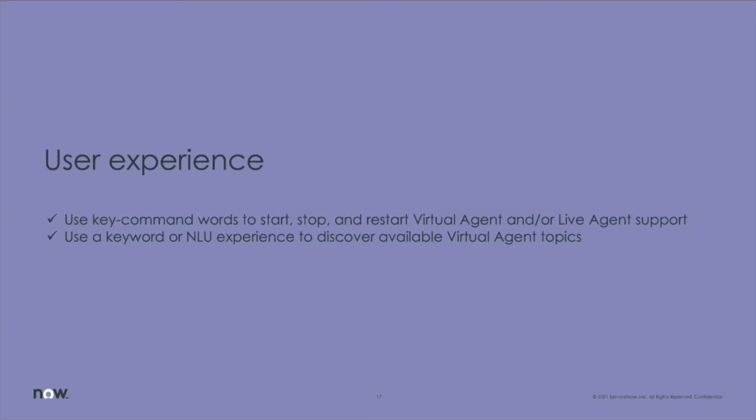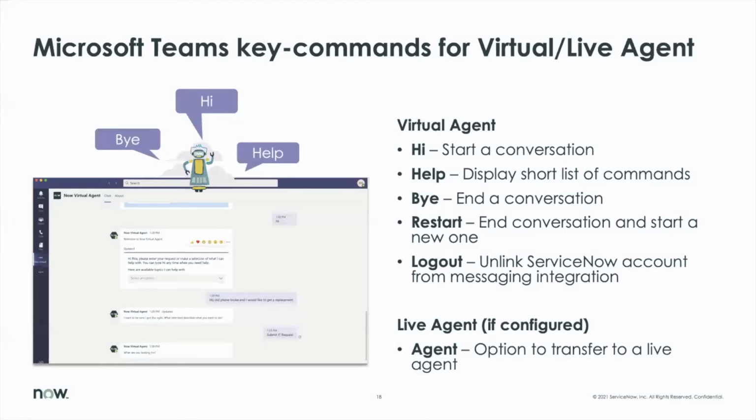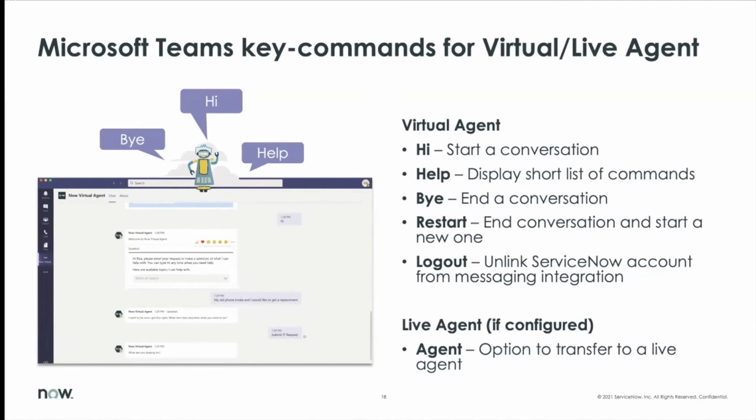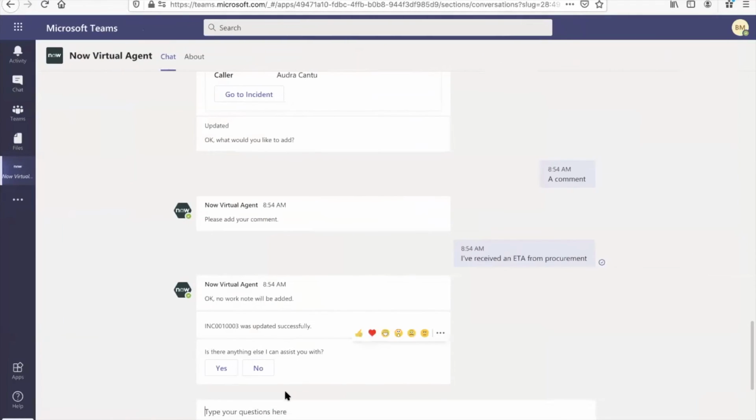As we start to head through the user experience, there's a couple of what we call key commands. I don't want to call them keywords, because that gets confusing with how we discover the topic. The key commands are there to help guide and navigate the user through the virtual agent experience. You can configure and modify these, but these are the ones that come out of the box. If you have Live Agent configured, there's one for Live Agent Connect. As the user goes through the experience, they can start to interact with these.